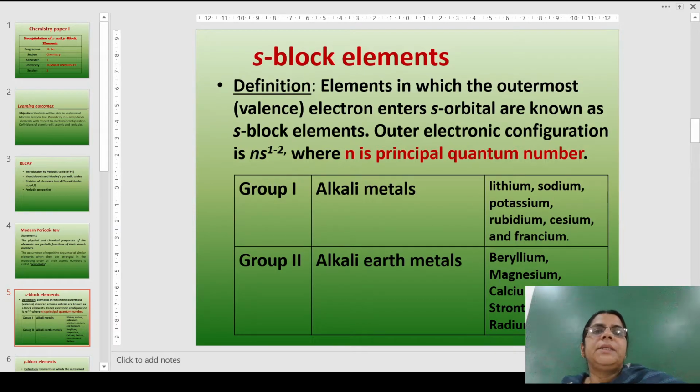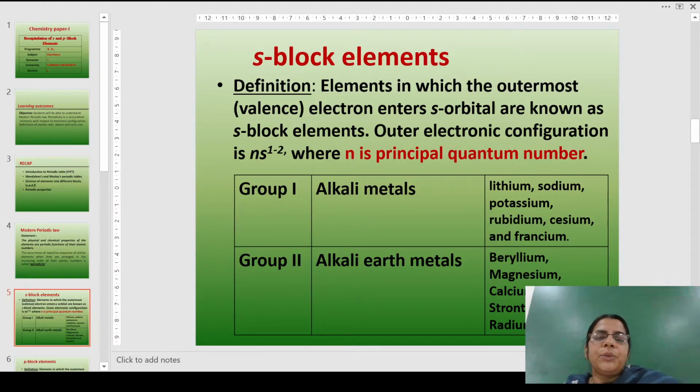Now, as I said, all the elements that we come across have been divided into different blocks as S, P, D and F block elements. S block elements are those elements in which the outermost or valence electrons enter into the s orbital, and the outer electronic configuration is ns1 to 2, where n is the principal quantum number. There are two groups dedicated to S block elements.